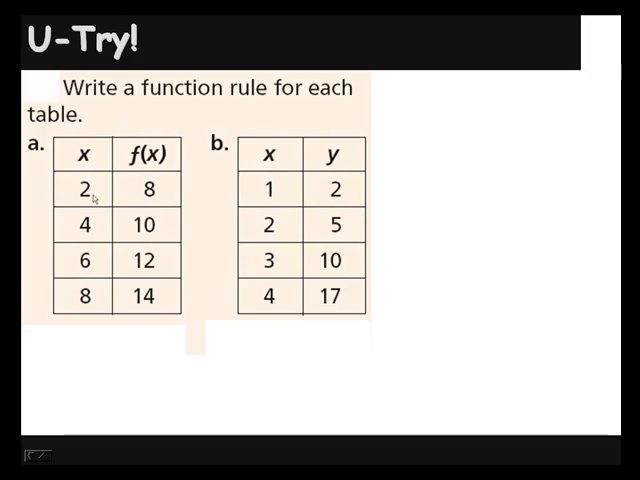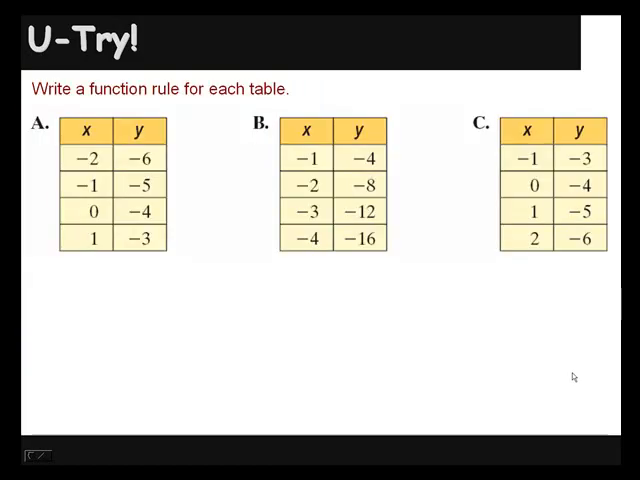Let's see, on this first one it looks like they just added 6 every time. So I would say f of x equals x plus 6. And on the next one, let's see, if I add 1, that doesn't work. If I double it, that doesn't work. How about if I square it on 1? 2 squared is 4 plus 1 is 5. 4 squared is 16 plus 1 is 17. It looks like x squared plus 1, y equals x squared plus 1. That was a tricky one.